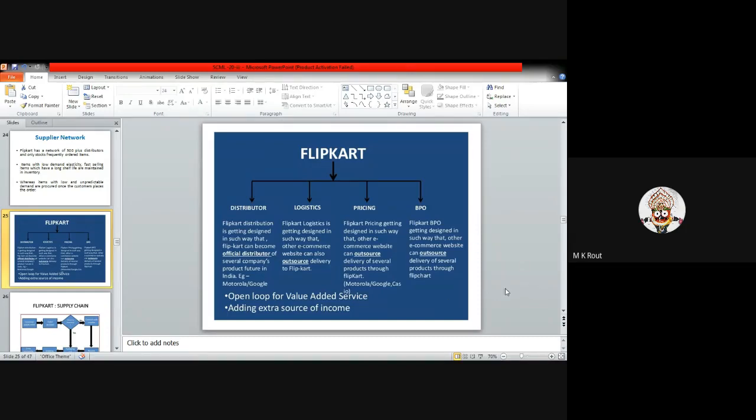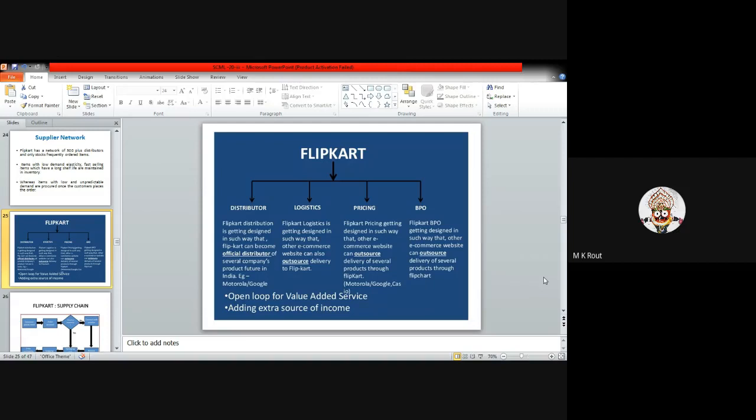business implemented by Flipkart. The first one is distributors. Under distributors, the Flipkart distribution is designed in such a way that Flipkart can become the official distributor of several multinational companies' products in India, for example Motorola and Google. These are the official distribution companies. The next is logistics. Flipkart logistics is designed in such a way that other e-commerce websites can also outsource delivery to Flipkart.